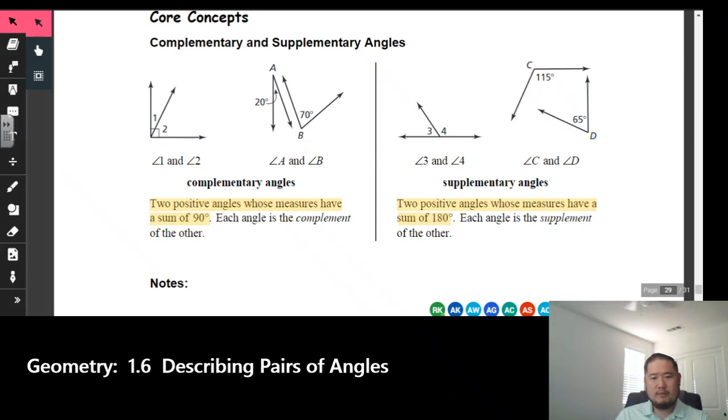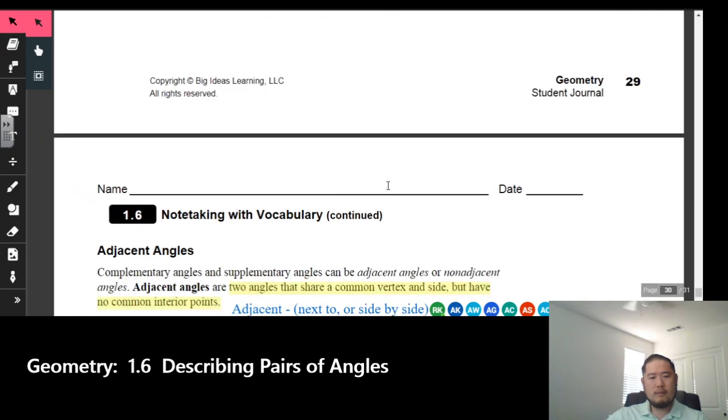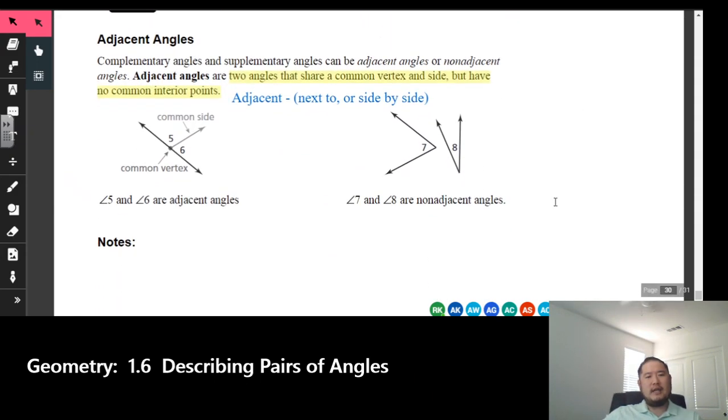Let's go ahead and move along. Our next term, adjacent angles. It says complementary and supplementary angles can be adjacent or non-adjacent. The main thing about adjacent angles is that they are two angles that share a common vertex and side, but have no common interior points. You may have heard the fact that two students are adjacent to each other, or two houses are adjacent to each other. That means that they are right next to one another.